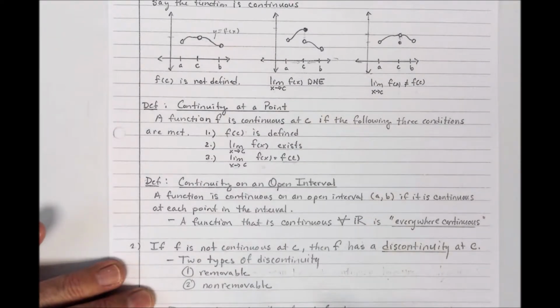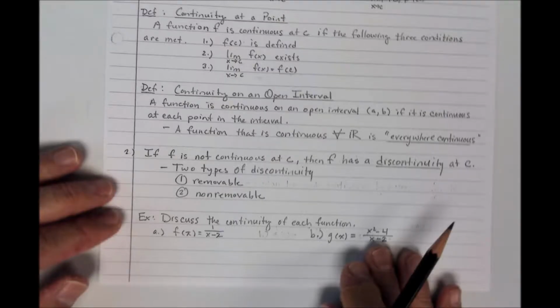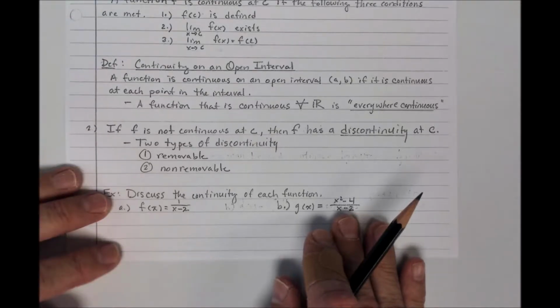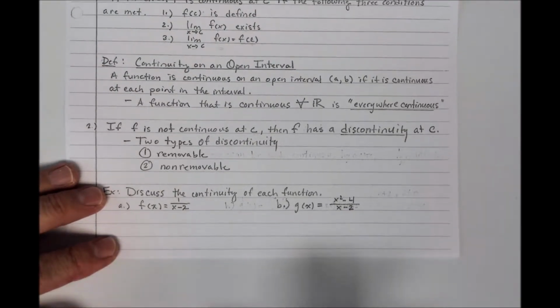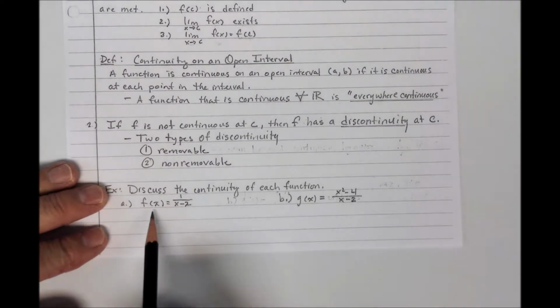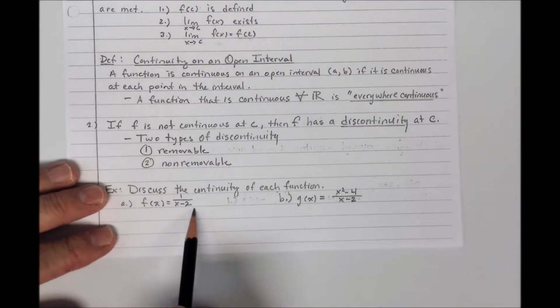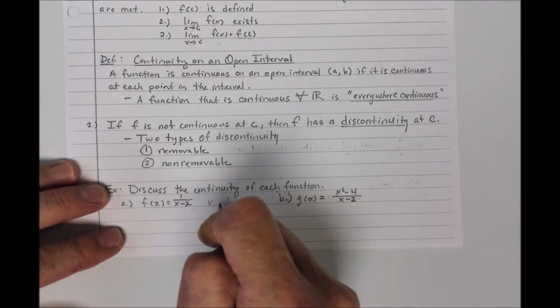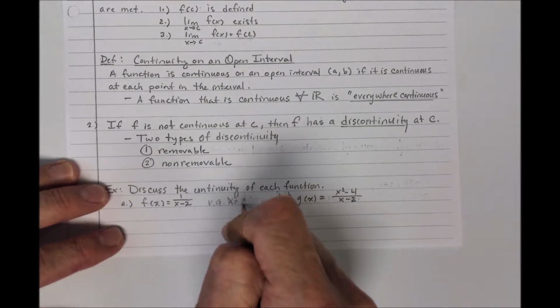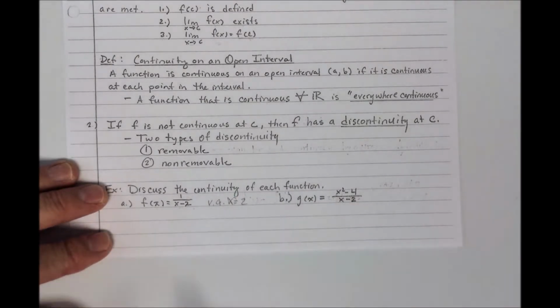Okay? Now, let's discuss the continuity of each function. This is not as bad as it sounds. It sounds a little weird, but it's not as bad as it sounds. Okay, f of x is equal to 1 over x minus 2. We know from algebra that we have a vertical asymptote at x equals 2. So it's not continuous at 2, but it's going to be continuous everywhere else, because no matter what we plug in, we're going to get a value and we're going to have a nice smooth curve.